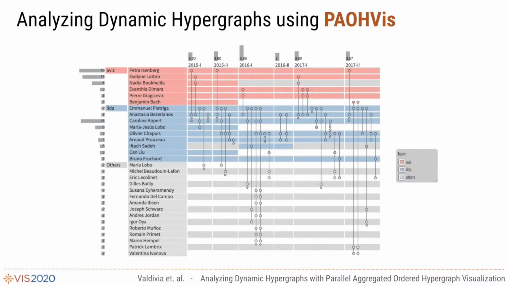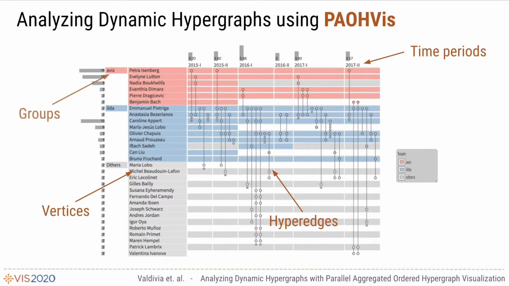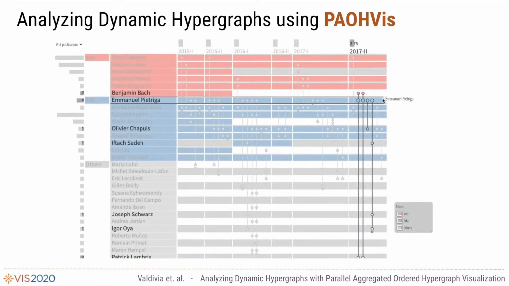We present VIS, a tool for visualizing hypergraphs where edges can connect any number of nodes. VIS is the first technique to display hyperedges with no overlap or crossing. Vertices are represented as rows, time periods flow from left to right, and groups can be shown on the left. We designed the layout for readability.